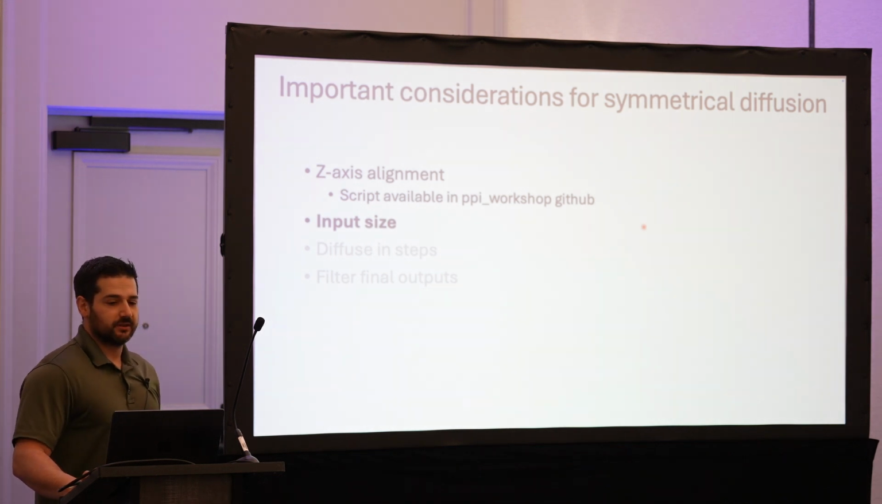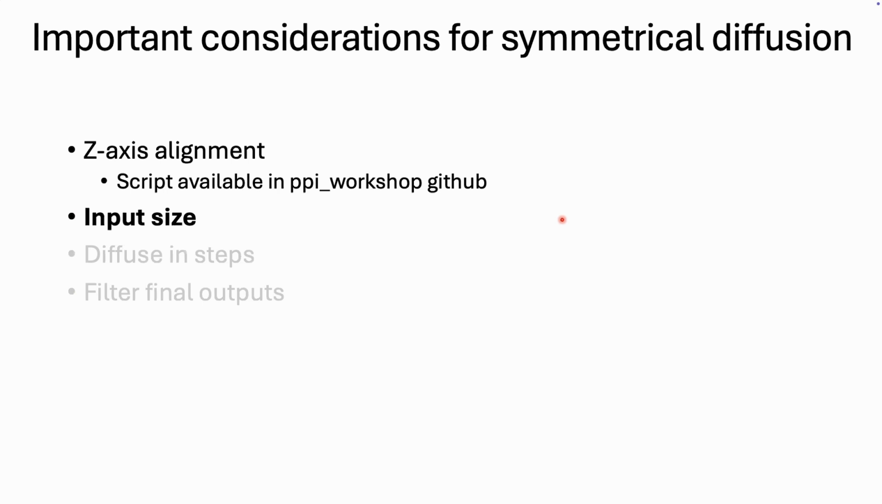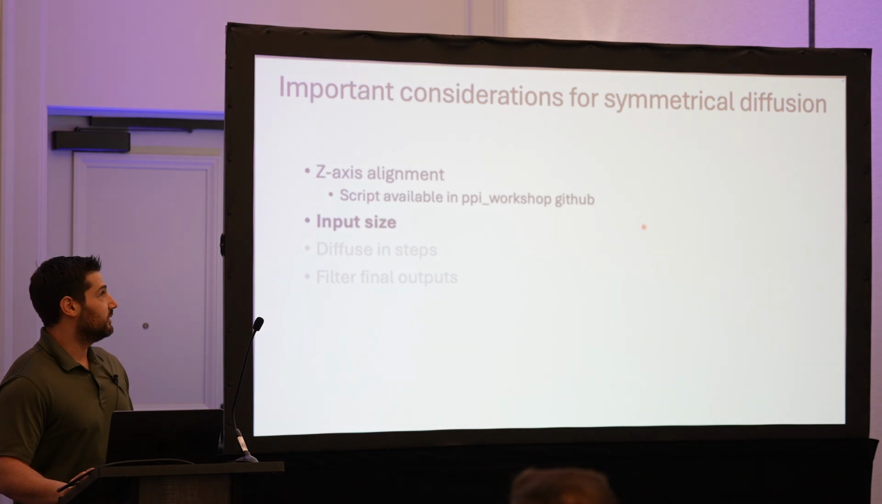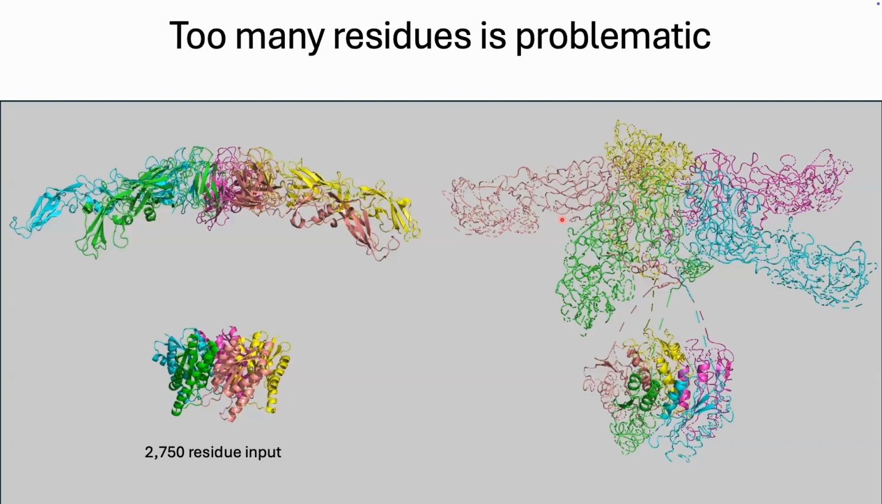Another thing to consider for diffusion is your input size. Cyrus mentioned this before, where you really do want to minimize the thing to reduce the compute time and hopefully get better structures. One example of this is I put in the structure on the left. There were over 2,700 residues, and diffusion output the thing on the right. It was right at the edge of what was able to be held in the memory of the GPU, and it just destroyed everything.